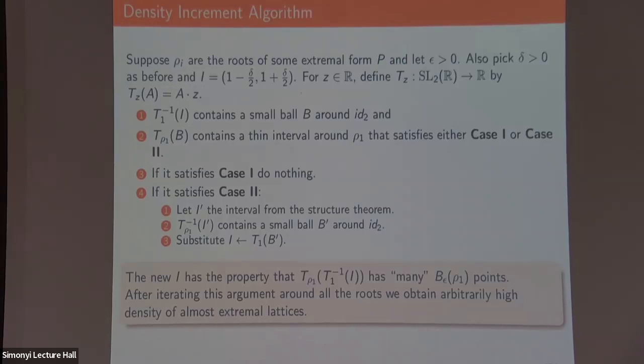Are there any questions about the algorithm? I should say about the main theorem. So you're proving that at the maximum, you will get the full interval in a small neighborhood of the maximum. You get a full interval in a small neighborhood of any point in the space of lattices. Right.